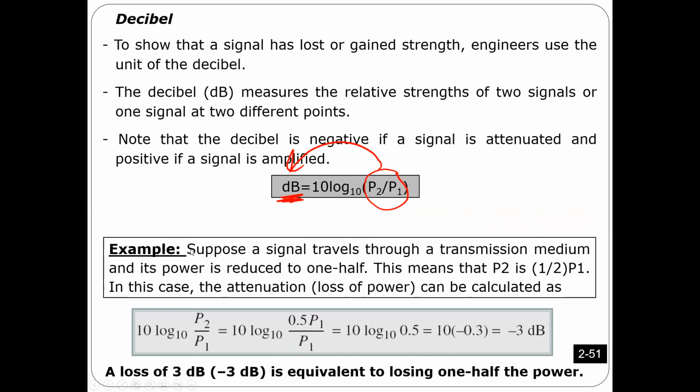But anyway, let's see this example. In this very simple example, a signal travels through a transmission medium, and its power is reduced by half. So it lost half of its power. That means P2 is equal to half of P1. P1 is the power at the beginning, and P2 is the power at the end. I want to express this in decibel. So just a very simple substitution in this equation: it's going to be 10 log 10 of one half, since P2 is half of P1. The result here is going to be negative 3 decibel.